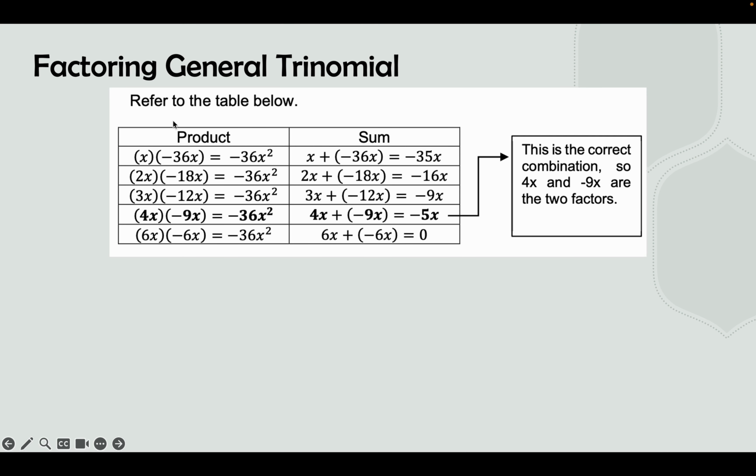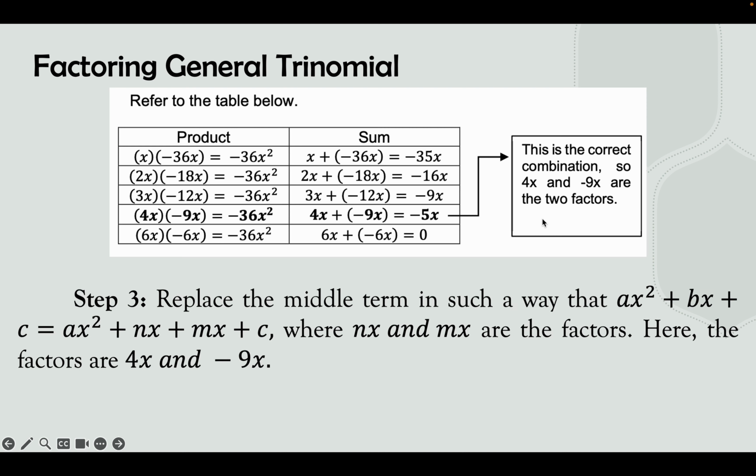So we have here now the table for the product. So we have here all the possible factors for negative 36x squared. Now, we will be focusing on positive 4x times negative 9x. We will get negative 36x squared, because the sum of that, 4x plus negative 9x, is negative 5x. That is equal to the middle term of our given trinomial. So this is the correct combination. So 4x and negative 9x are the two factors.